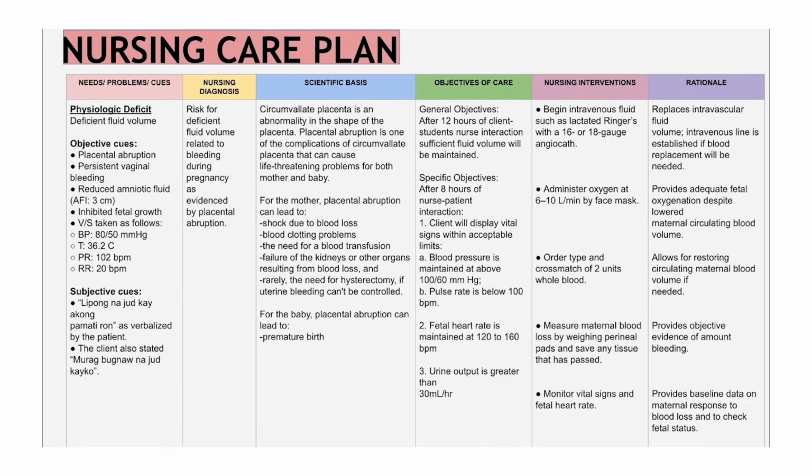Now for the nursing care plan, we'll start with the needs, problems, and cues. This is a physiologic deficit, deficient fluid volume. The objective cues are: one, placental abruption, or the separation of the placenta from the inner wall of the uterus before birth; persistent vaginal bleeding, reduced amniotic fluid, inhibited fetal growth. Vital signs are as follows: low blood pressure of 80/50 mmHg, low body temperature of 36.2 degrees Celsius, pulse rate of 102 beats per minute, and respiratory rate of 20 breaths per minute.